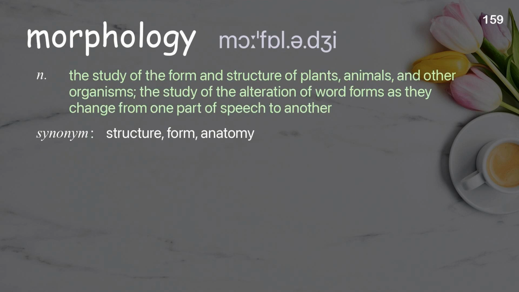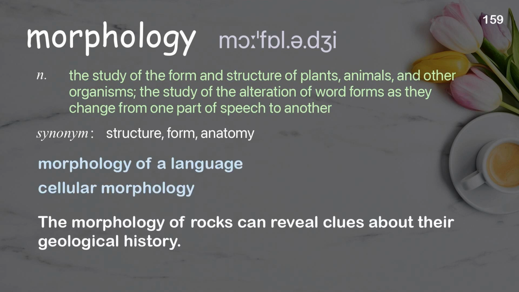Morphology: The study of the form and structure of plants, animals, and other organisms. The study of the alteration of word forms as they change from one part of speech to another. Examples: Morphology of a language. Cellular morphology. The morphology of rocks can reveal clues about their geological history.